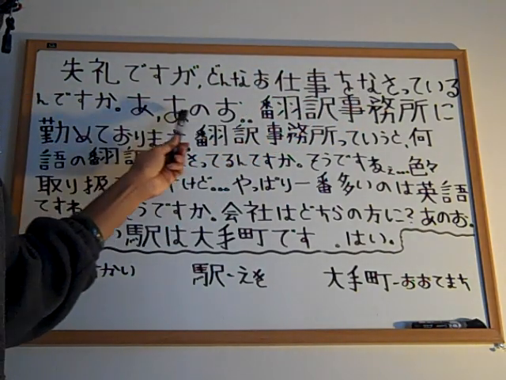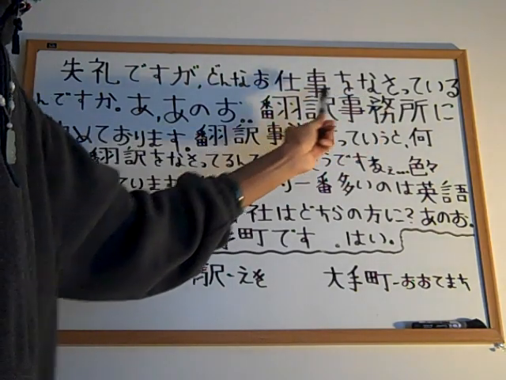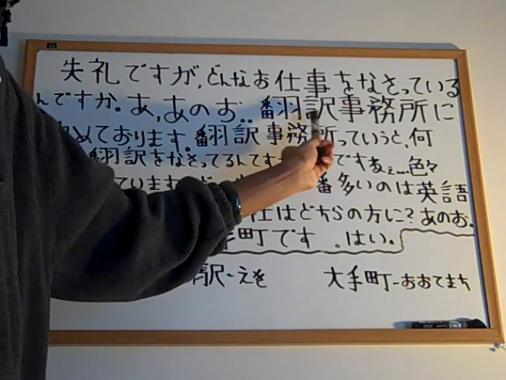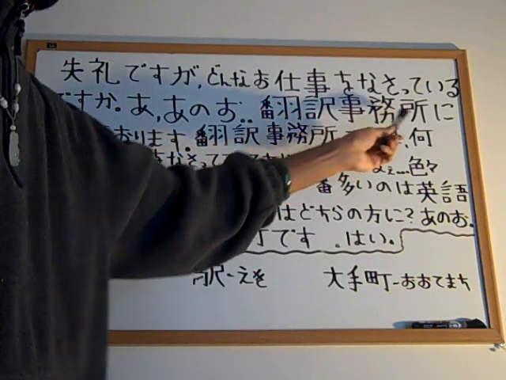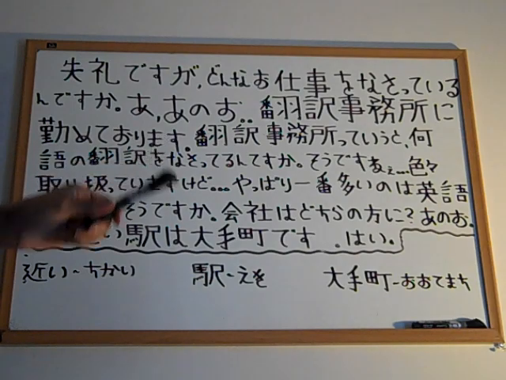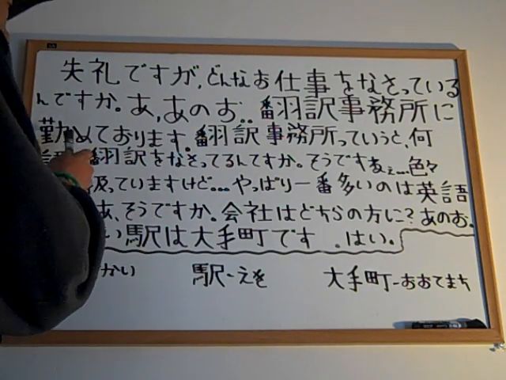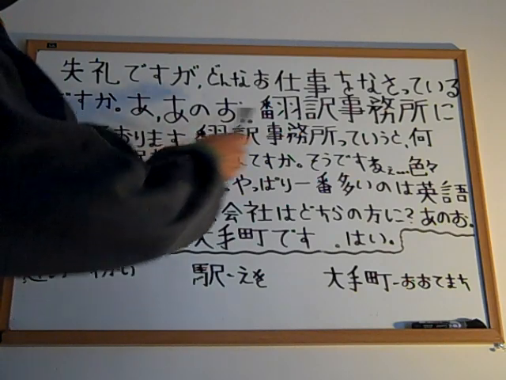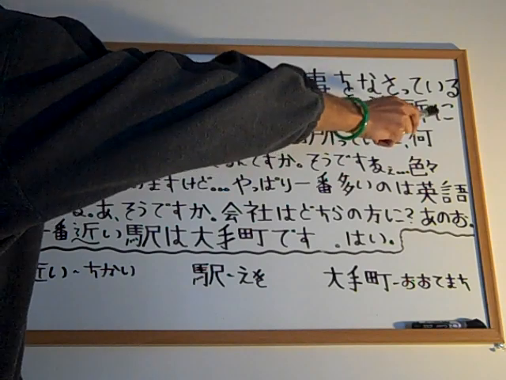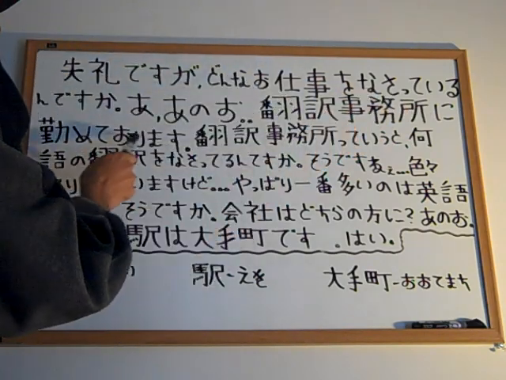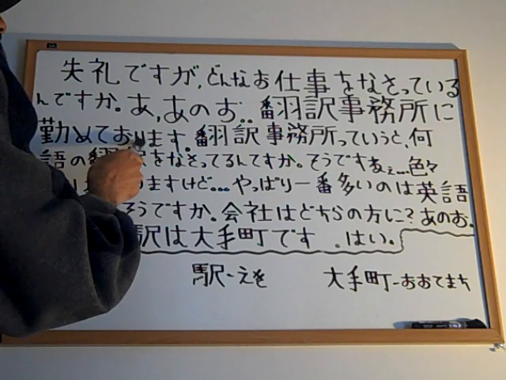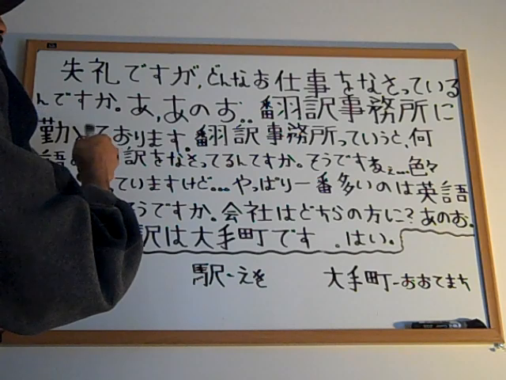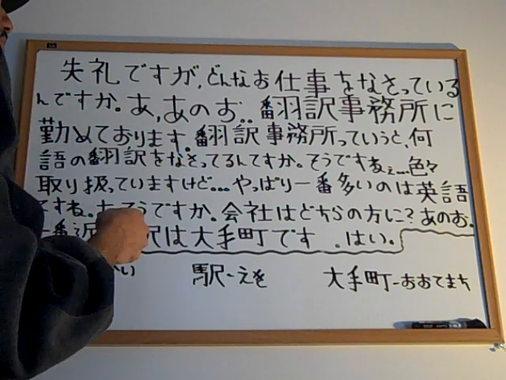Okay? 翻訳事務所に. So honyaku is translate, and jimusho is office, so translating office. So honyaku jimusho ni tsutomete orimasu. Tsutomeru, from the plain form, the dictionary form, means to work for. So for that translation office, tsutomete orimasu, working for. Now orimasu is again formal. You could also say tsutomete imasu or tsutomete iru, but orimasu is a lot more formal.